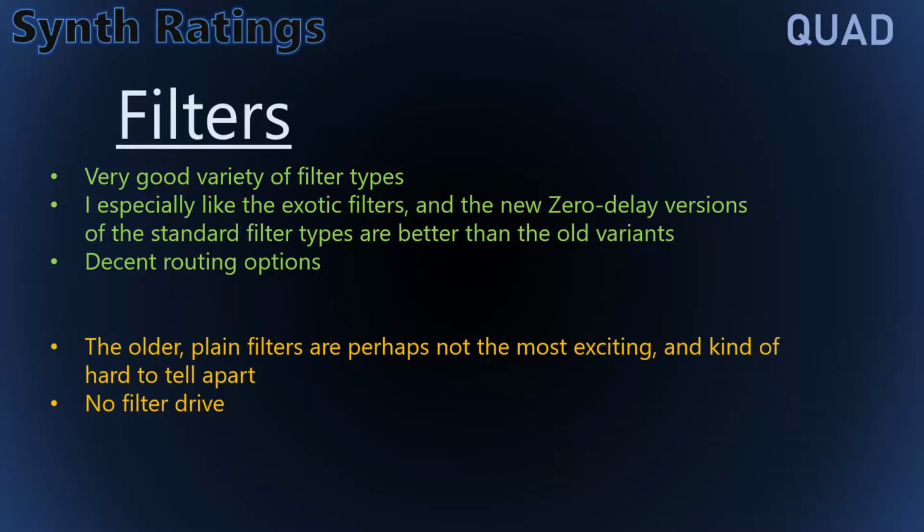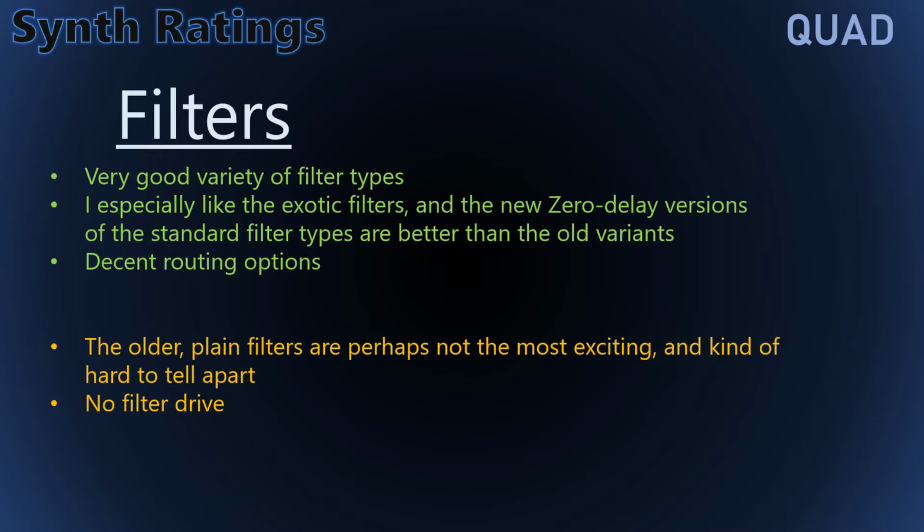Time to rate the filters, and on the positive side we can see that we have a good variety of filter types. No doubt about it, with 36 different ones to choose from. As I probably revealed earlier, I dig the comb filters, and some of the other special effects filters are nice as well. You have several different routing options, and overall you can get very good results out of the filter section.